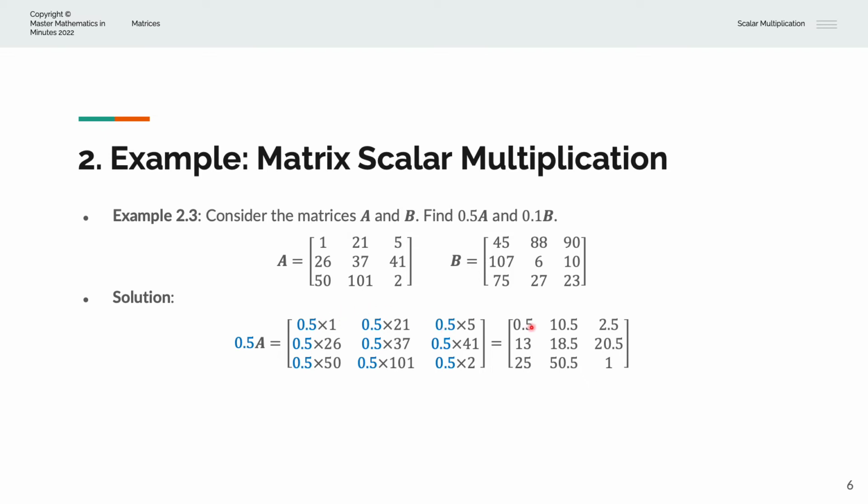And 0.5 times 1 is 0.5. 0.5 times 21 is 10.5. And 0.5 times 5 is 2.5. And so on. And so that's the completed matrix 0.5A.